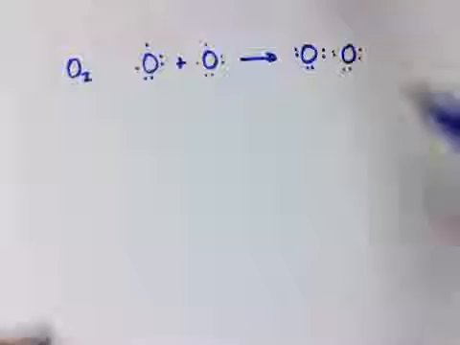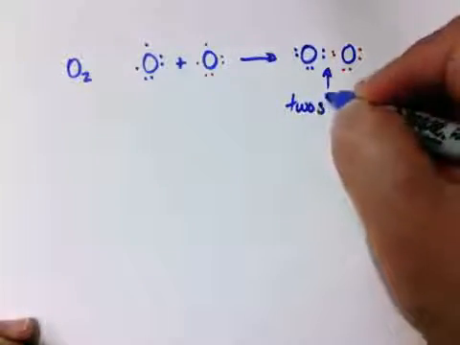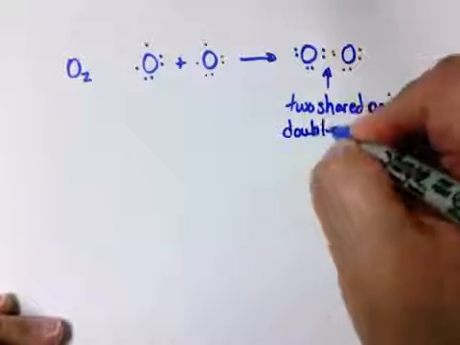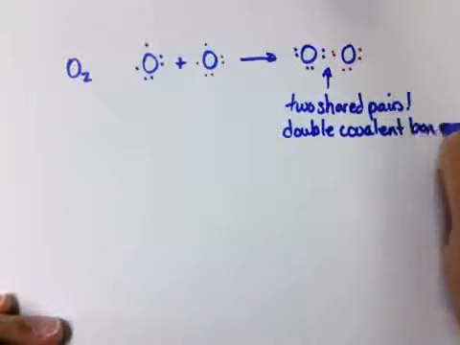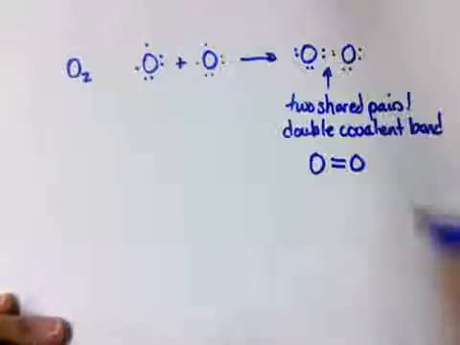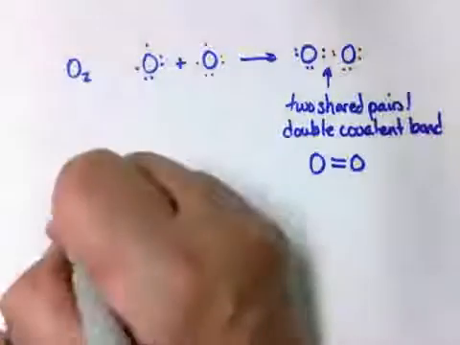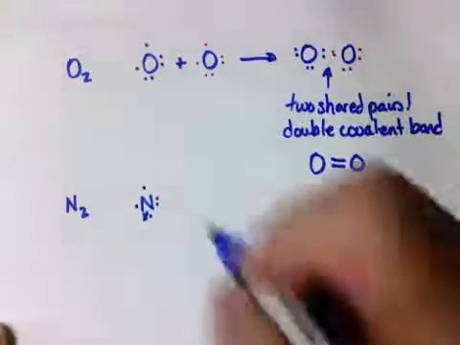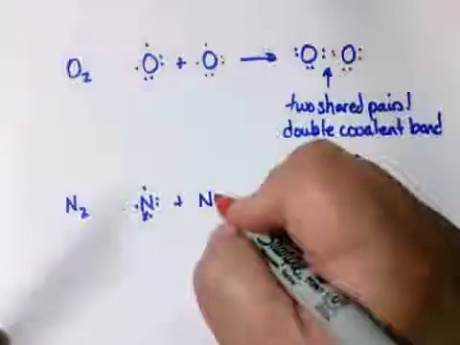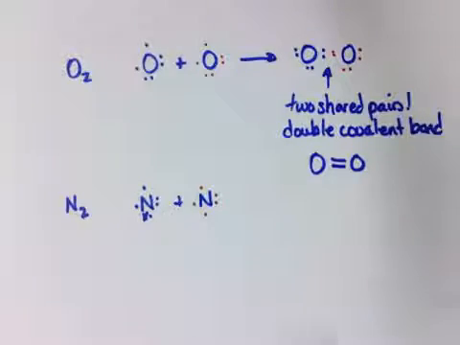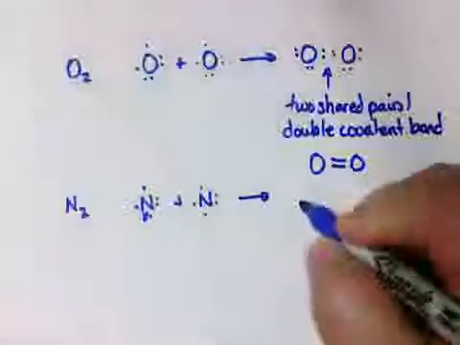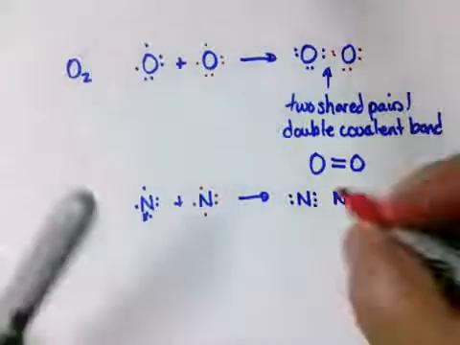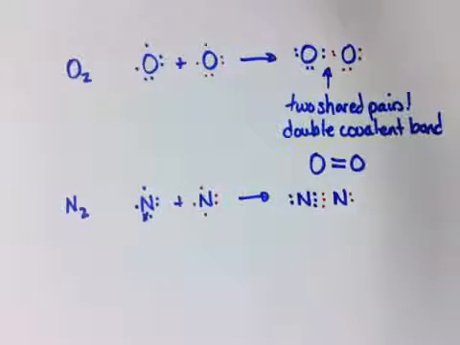And now we have here in the middle 2 shared pairs. And that's referred to as a double covalent bond. And it's represented by a double line. Lastly, we have nitrogen. And as we saw before, nitrogen has 5, like that. And so diatomic nitrogen, what do you think is going to happen? Well, if you guessed that there's actually going to be 3 shared pairs between the 2 nitrogens, you're correct.